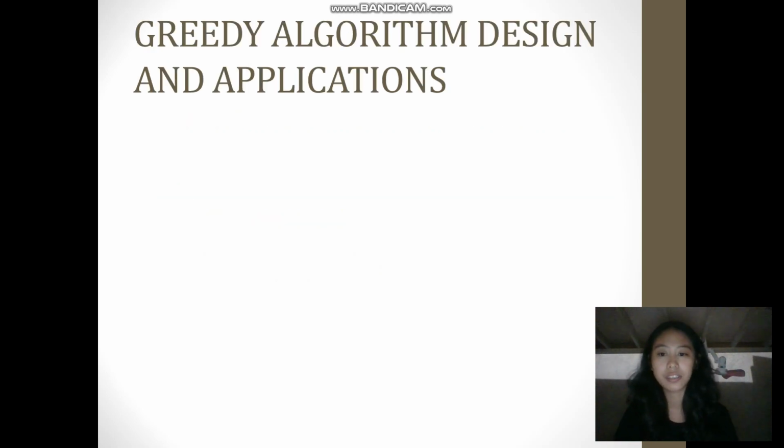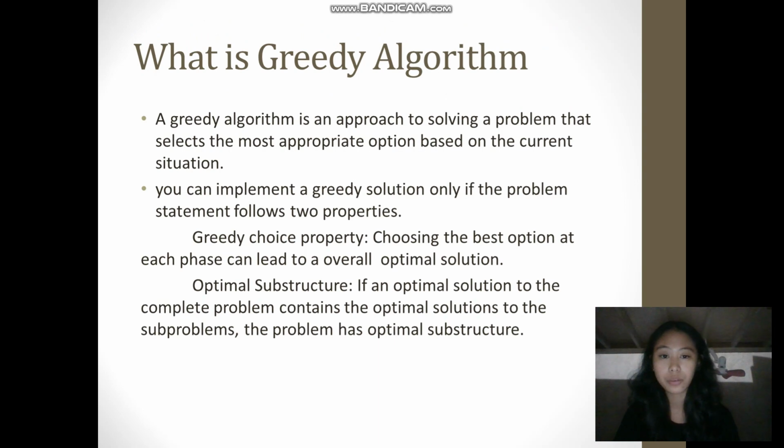Greedy algorithms, design, and application. So how can we use the greedy algorithm, design, and application? So what is a greedy algorithm? A greedy algorithm is an approach to solving a problem that selects the most appropriate option based on the current situation. You can implement a greedy solution only if the problem statement follows two properties. So we have these two properties, which are the greedy choice property and optimal substructure.